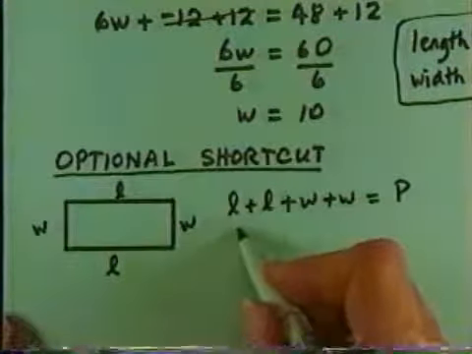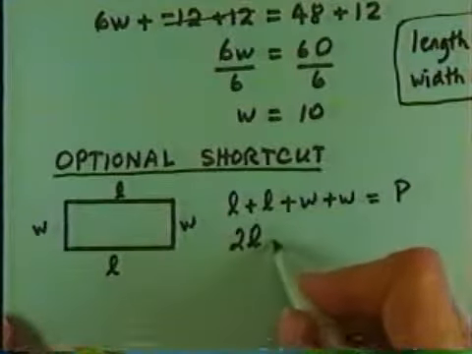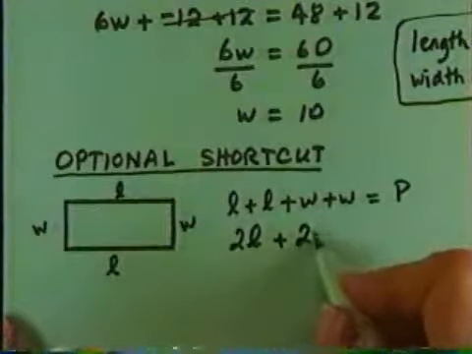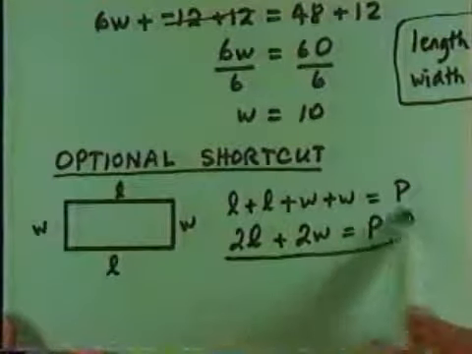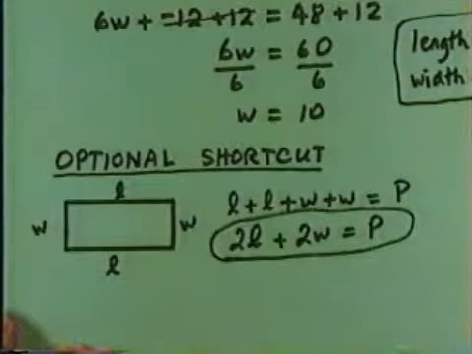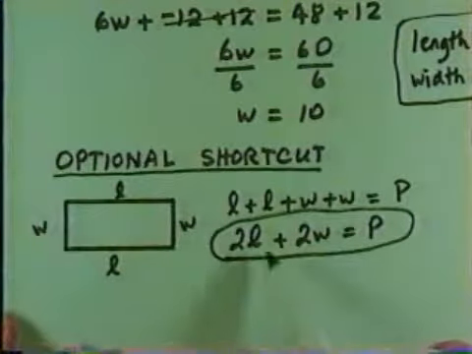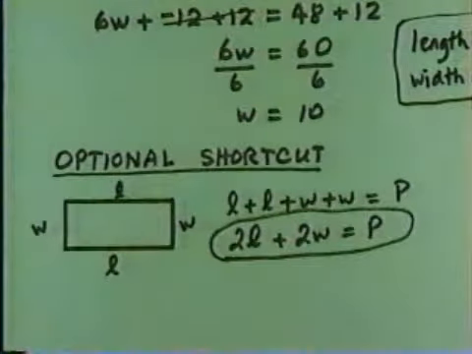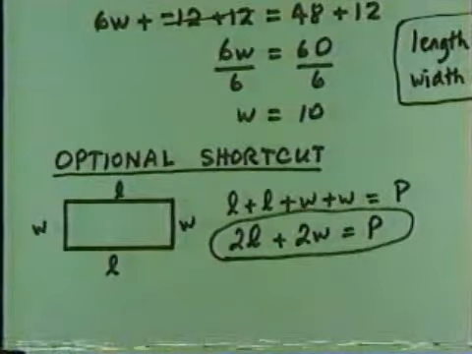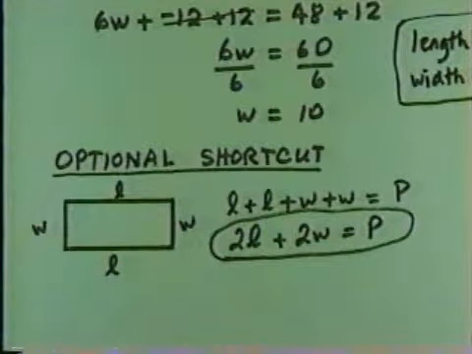Then L plus L makes 2L. 1L plus 1L is 2L. W plus W is 2W, and that gives us the perimeter. So this is an optional shortcut, a formula for finding the perimeter of a rectangle. 2 times the length plus 2 times the width equals the perimeter. Unfortunately, it only works for rectangles. And our strategy for solving perimeter problems, adding up all the sides, works no matter what the shape.